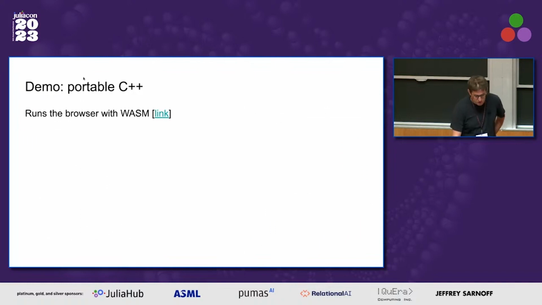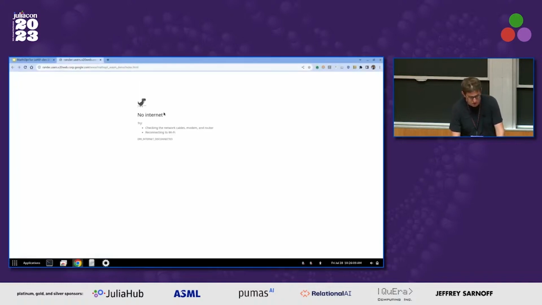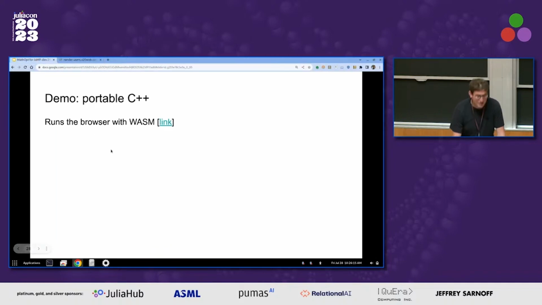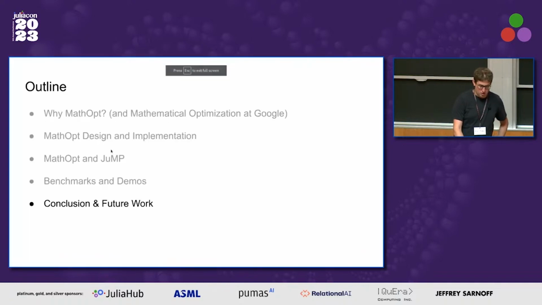Okay, and last demo. So I'm not on the internet. Okay, well, I guess we'll have to skip that demo. I was going to show a demo of the C++ code running in a browser to solve a MIP. And this is done using WASM. The point is that the C++ code is portable. It can run on Android, it can run on iOS, it can run in the browser.